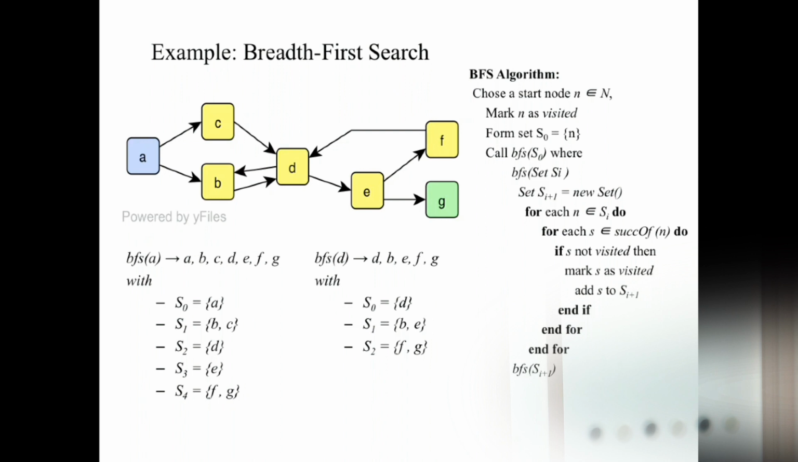And then we check for both of them. For E, what are the successors? E has successors F and G. Both were not visited, so we add them into the new set. And for B, B has a successor D. However, D was visited before, we don't need to visit it again. Is it clear?